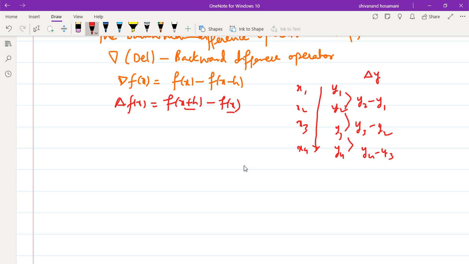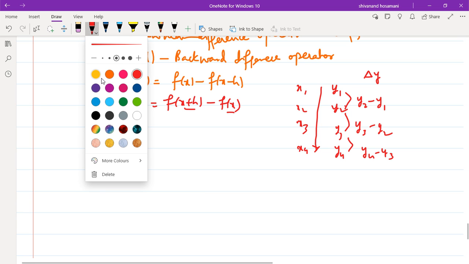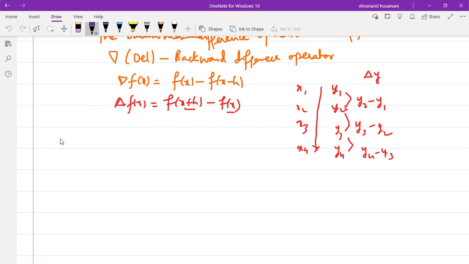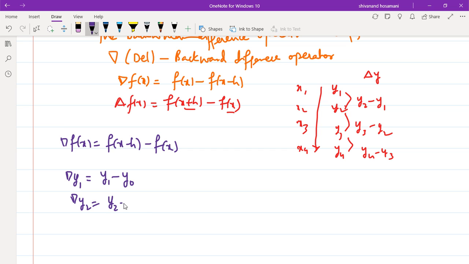Some more information about the backward operator can be given. The backward difference operator, that is del f of x, is equal to f of x minus f of x minus h. If you take it as y1, that is f of x1, then del y2 is nothing but y2 minus y1, and so on.